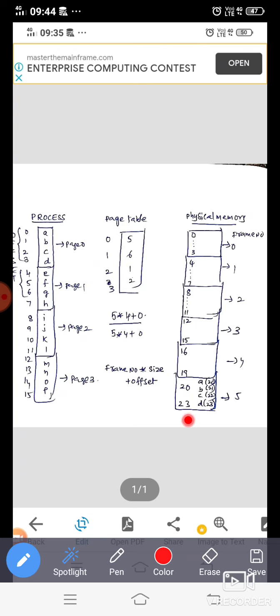So here 20 to 23, these are called the physical address locations. Here from 0 to 3, these are called the logical address locations. Tell me, what are the logical address locations for these? E, F, G, H: 4, 5, 6, 7. What is the physical address that we will calculate?